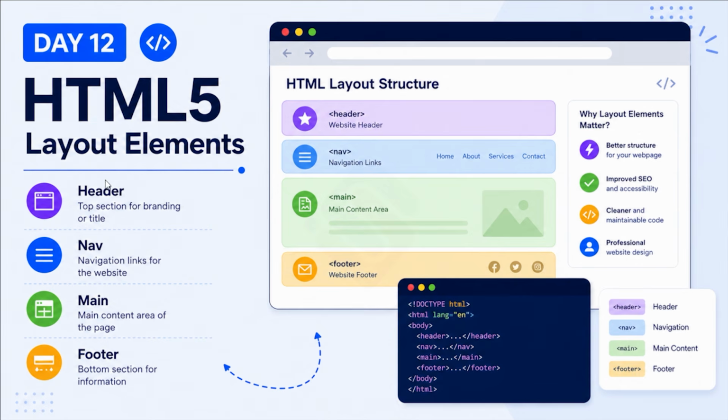The four layout elements we will learn today are the header, the top section of a web page; the nav, the navigation menu that contains links; the main tag, the primary content area of the page; and the footer, the bottom section containing extra information. Using these elements makes your website more professional, easier to maintain, and better for SEO and accessibility.